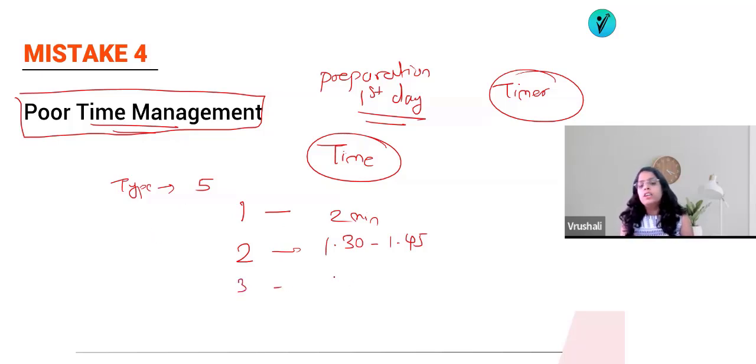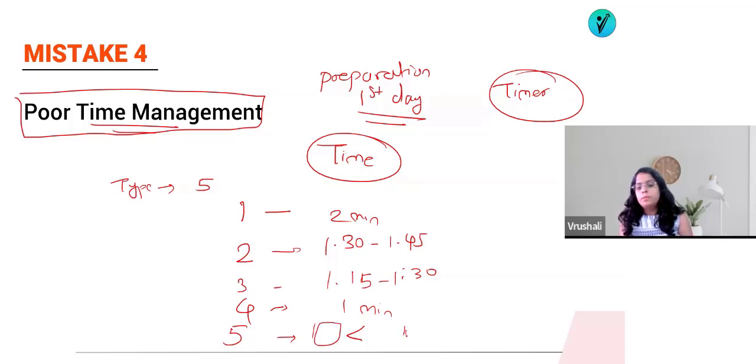If you are solving a third question, then you should be able to solve it in 1 minute 15 seconds to 1.5 minutes. For the fourth question, you should be able to solve it in 1 minute. And for the fifth question, you should be able to solve it in less than 1 minute. So this is how you have to practice. So use the timer for practicing.